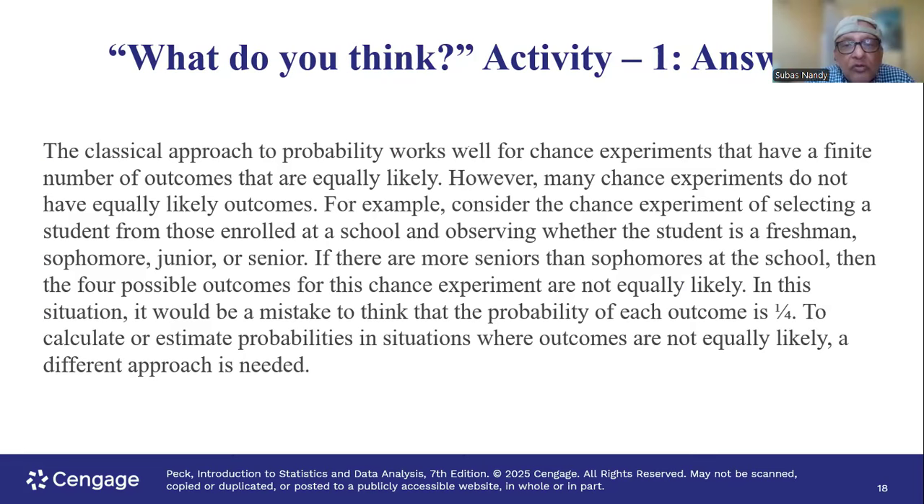The classical approach to probability works well for chance experiments that have a finite number of equally likely outcomes. However, many chance experiments do not have equally likely outcomes. Equally likely outcomes, you understand? Equal chance of happening. For example, consider the experiment of selecting a student from those enrolled at a school and observing whether the student is a freshman, sophomore, junior, or senior. If there are more seniors than sophomores at the school, then the four possible outcomes for this chance experiment are not equally likely.